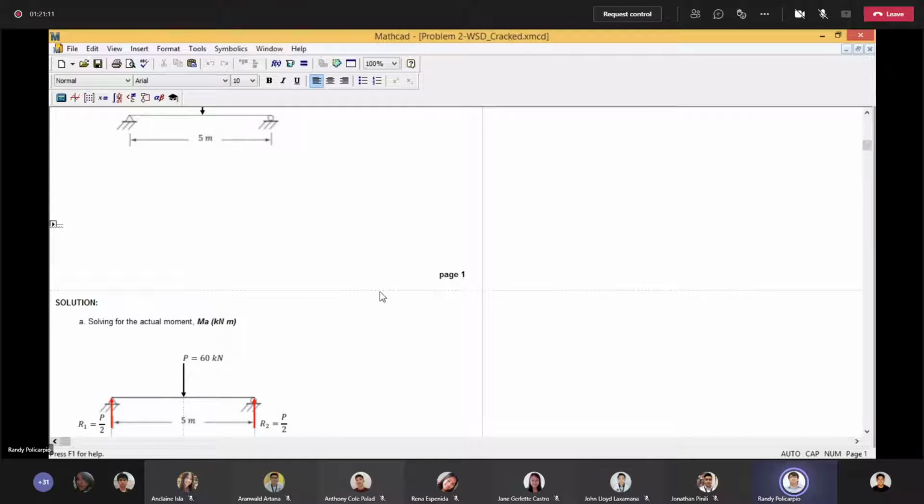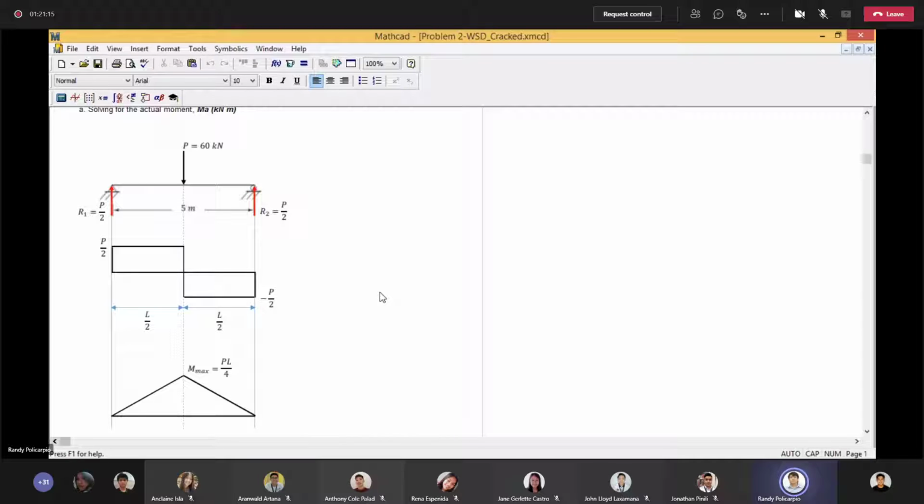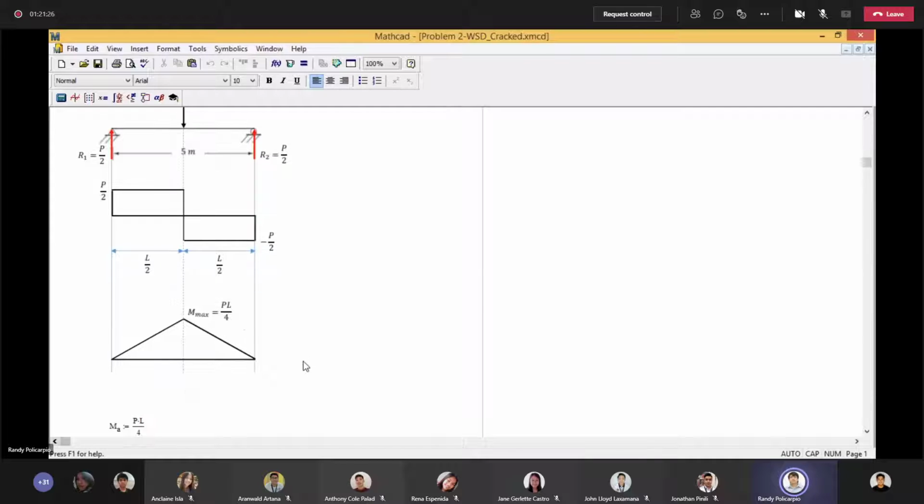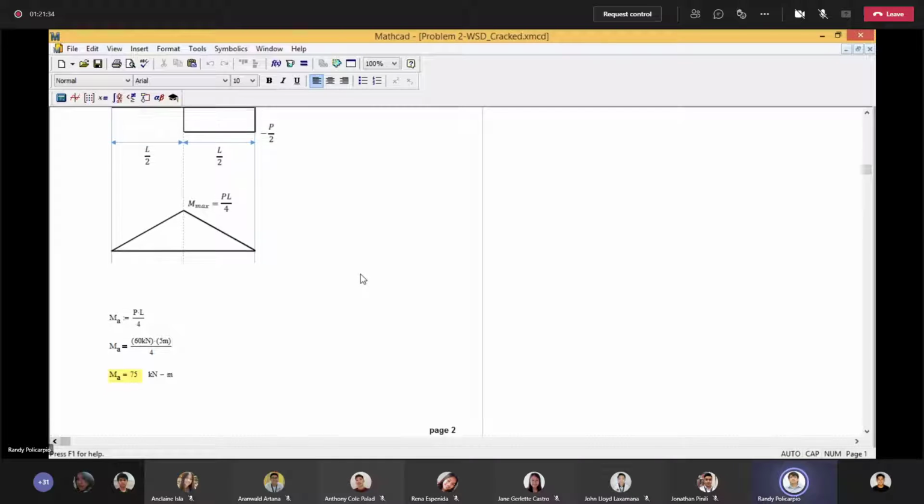Okay. So for the determination of the actual moment or acting moment, you may draw the shear and moment diagram and then determine the maximum moment. The maximum moment is PL over 4. So PL over 4, so 75 kilonewton meter. Okay? So yun yung ating acting moment.